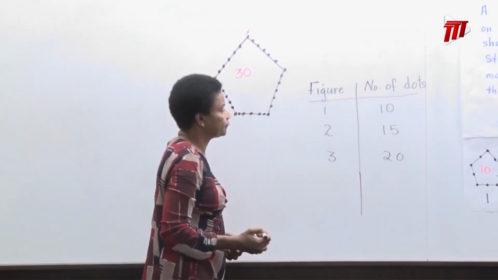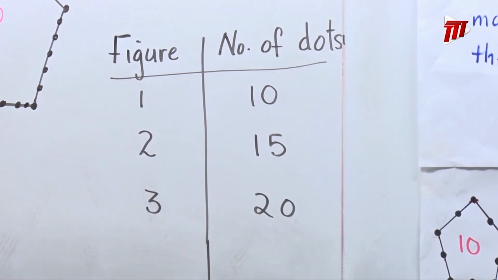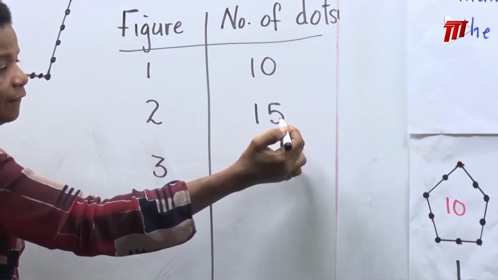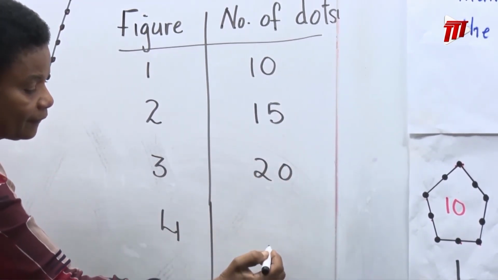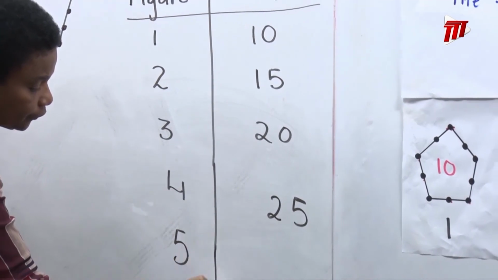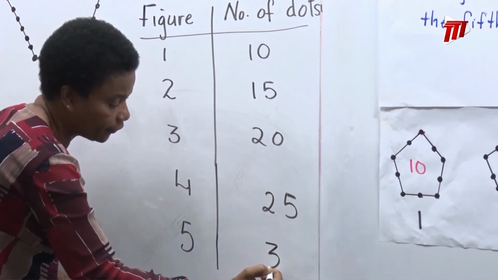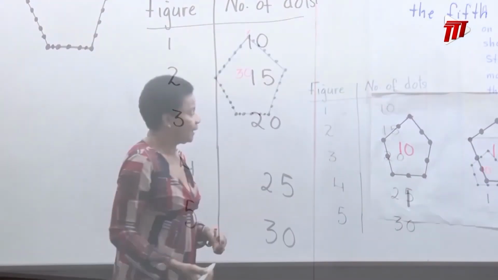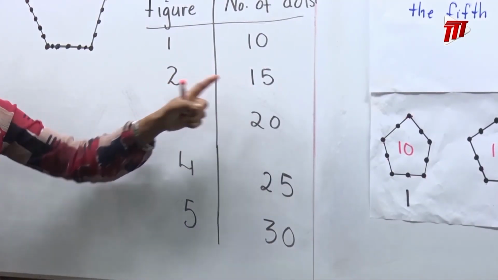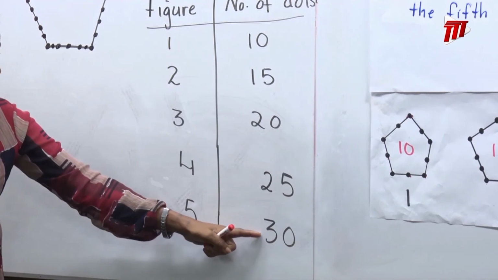What can you observe? Yes, on this side we have multiples of 5. So we can assume that the fourth figure will be 10 and 5, 15, 15 and 5, 20, 20 and 5, 25. So the fifth figure should be 10, 15, 20, 25, 30 dots. Again, the first figure, 10 dots. The second figure, 15. The third, 20. The fourth, 25. And the fifth, 30 dots.